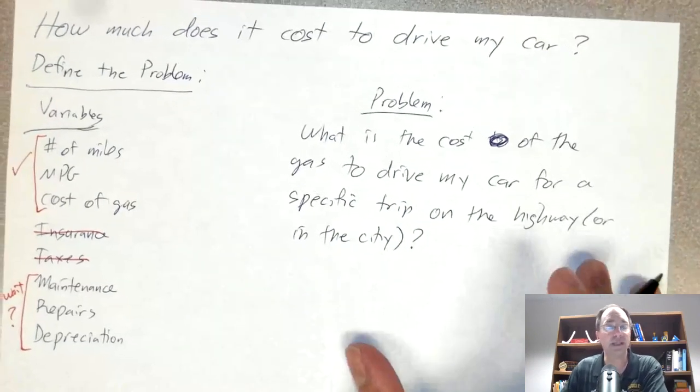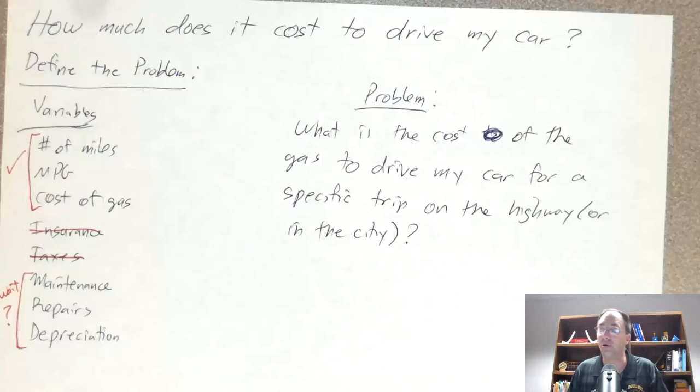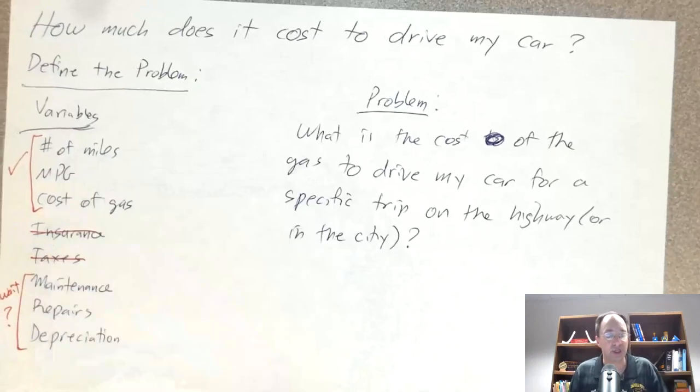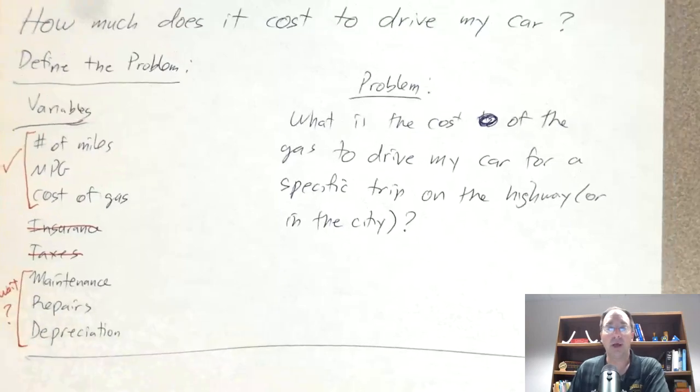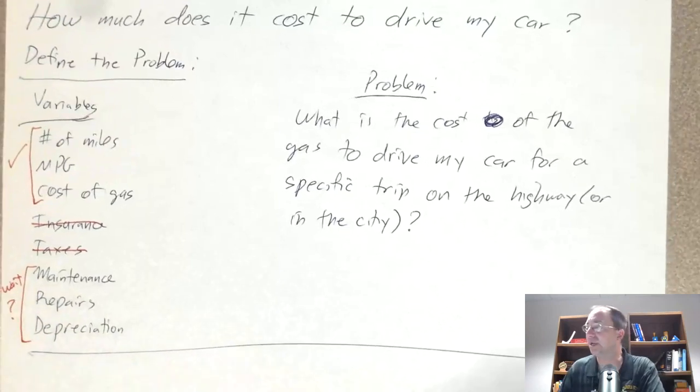And I phrase it that way because we really want a trip that's either all city or all highway, because the MPGs are generally easier to estimate rather than if you're mixing those two. For the examples I gave you, one was pretty much all city driving and the other one was all highway driving. So this would fit within those parameters. All right, so that's the define the problem stage.